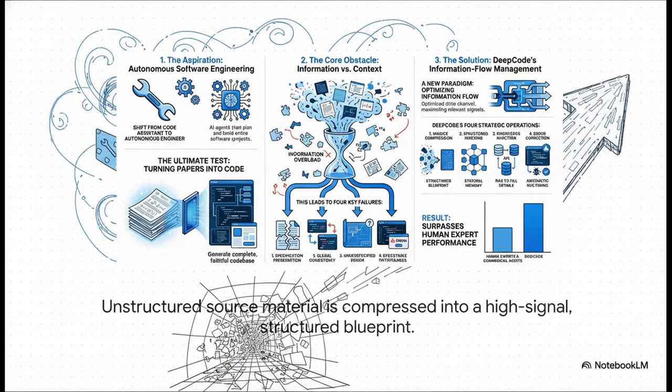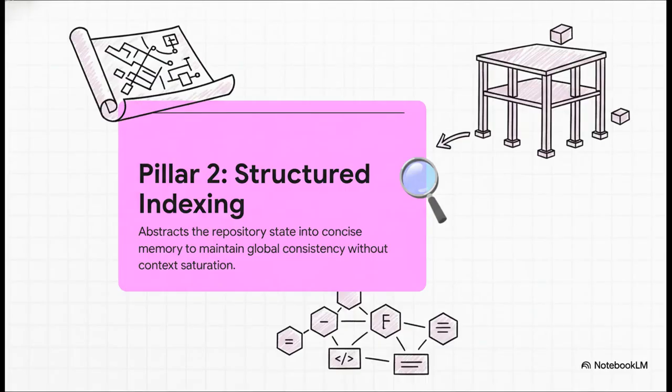And you can see that process right here. It's taking all that unstructured, messy stuff and compressing it down into a high-signal blueprint. This blueprint defines everything: the file structure, the components, their interfaces, even the plan for how to verify the code later. This becomes the single source of truth for the entire project. Okay, pillar number 2, structured indexing. I like to call this the living project map.